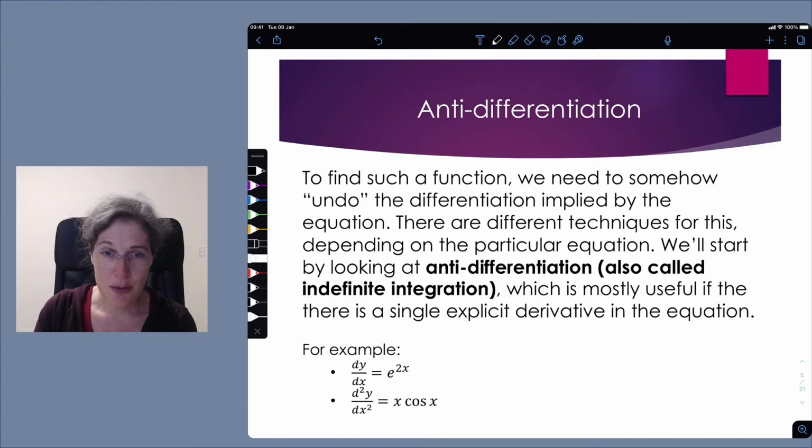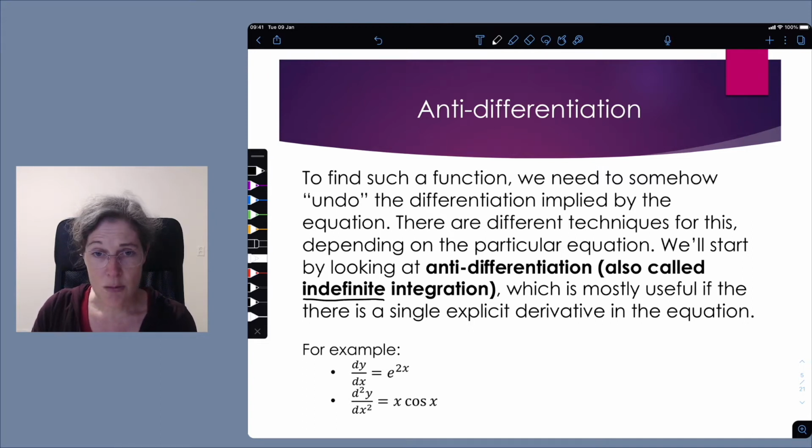So we're going to start out with the simplest, which is anti-differentiation. As is clear by the name, it's about undoing. So it's anti-differentiation. You're going in the opposite direction to differentiation. And sometimes you'll also hear this referred to as indefinite integration. And once we see where it goes, I'll explain why it's called indefinite.